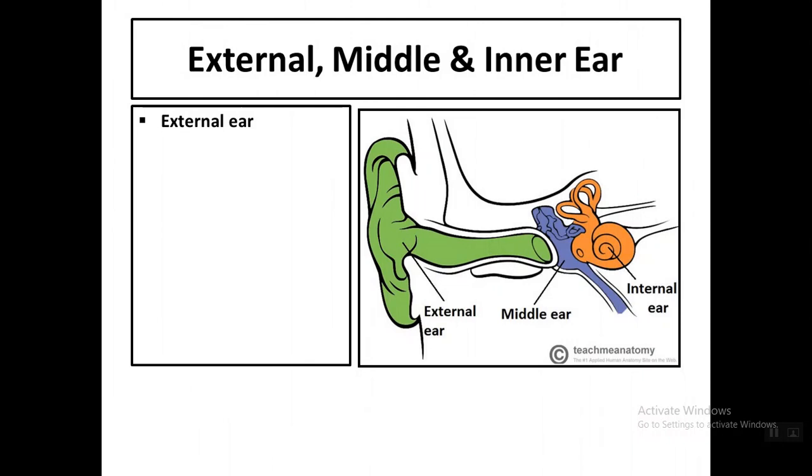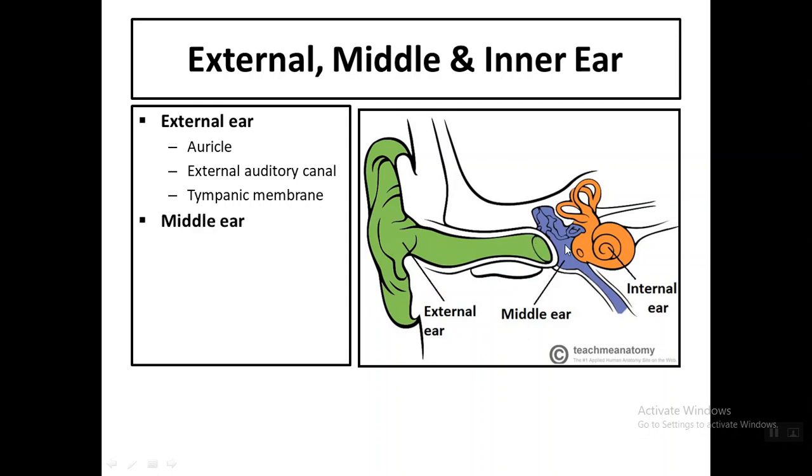The ear consists of three main parts. First, the external ear. The external ear consists of the auricle or the pinna. Next, the external auditory canal or external acoustic canal, and the tympanic membrane or eardrum.